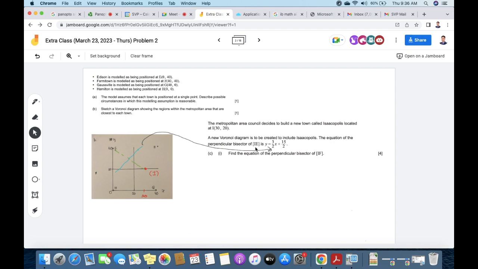Now what we are supposed to do here is to find the equation of the perpendicular bisector of IF. So let's try to see where IF is.